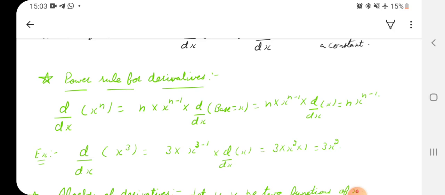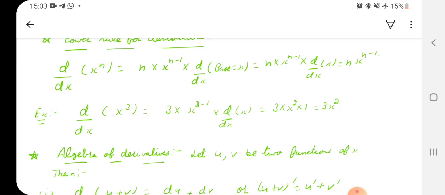This is our power rule for derivatives: the power will come ahead, n into x power n minus 1. That means the power will become 1 less than the original, right? Now for example, d over dx of x cube. Now the power will come ahead, 3 will come ahead, 3 into the power becomes 1 less, that means x power 3 minus 1, into d over dx of the base. The base is our x. So it will be 3x square into 1. d over dx of x is always 1. So it will be 3x square.